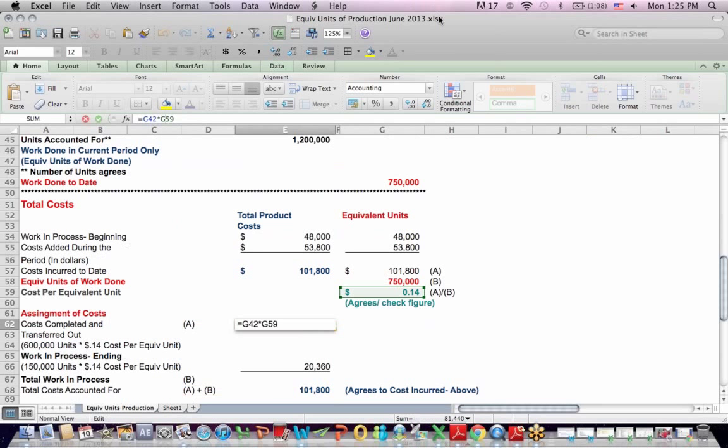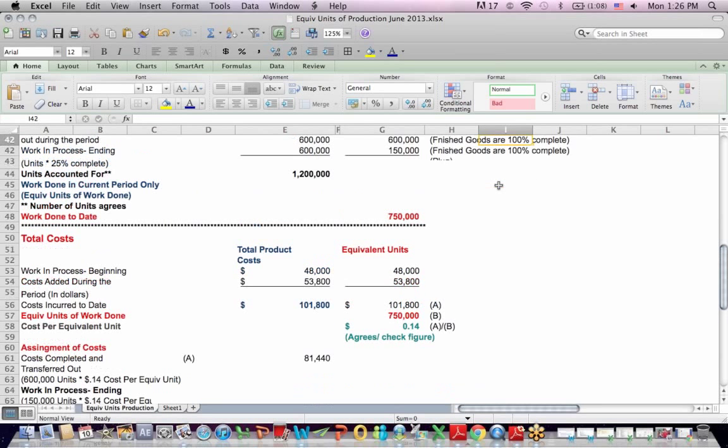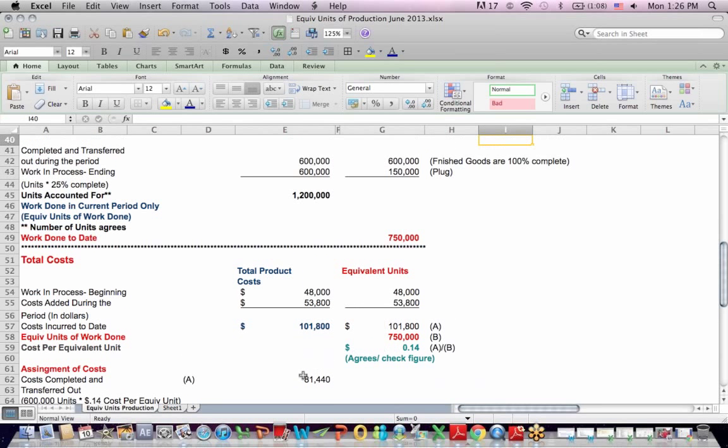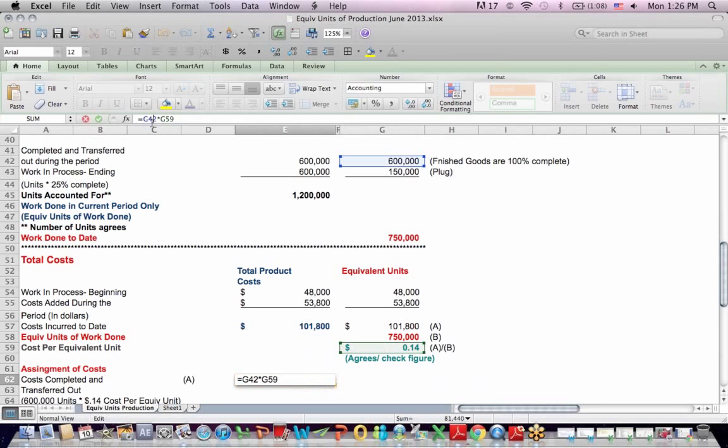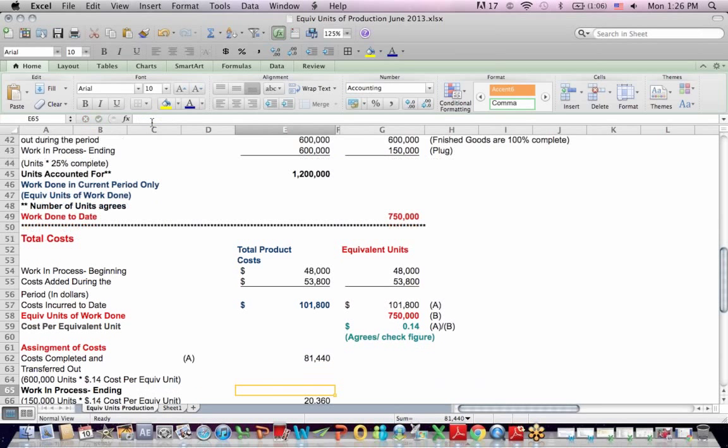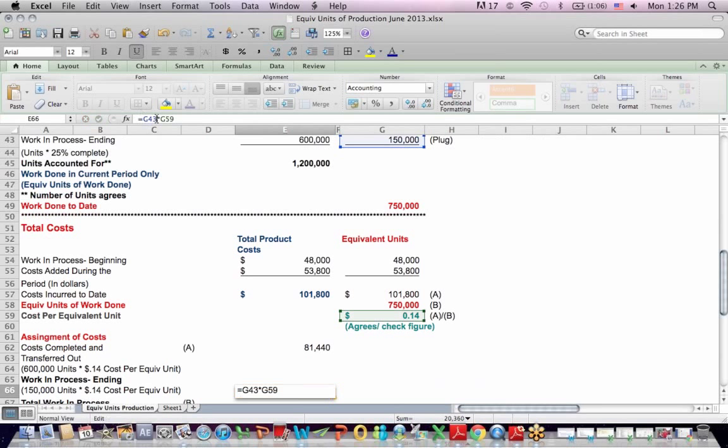times the 14 cents. So if I were to scroll up, let me undo there. If I were to scroll up a little bit, you'll see that the number is linked to 600,000 in blue times the 0.414 in green. I get the cost assigned to the units completed and transferred out in A. And then down here, I get 150,000 equivalent units in blue times the cost per equivalent units in green.